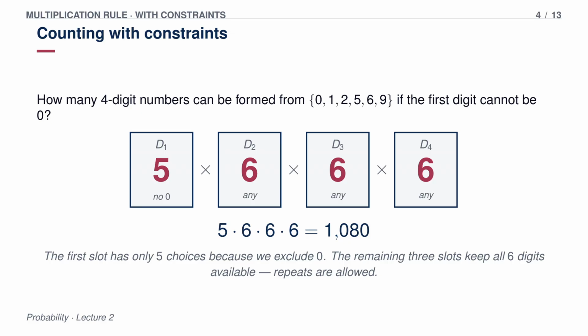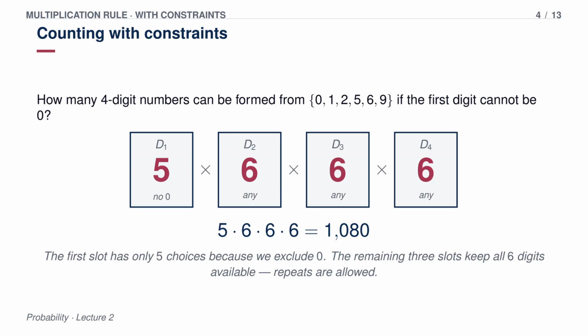We are only allowed to use a starting pool of 6 specific numbers. Let's say 0, 1, 2, 5, 6, and 9. So our default menu size is 6 instead of 10. Exactly. But here is the constraint. The very first digit of our 4-digit number cannot be 0. Okay, no 0 up front. Repeats are allowed, but that first slot cannot take a 0.